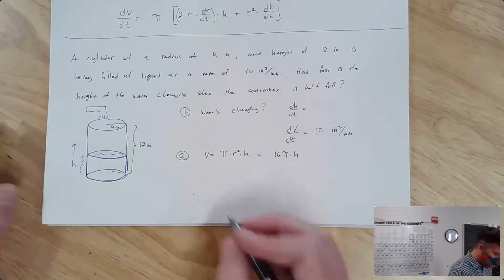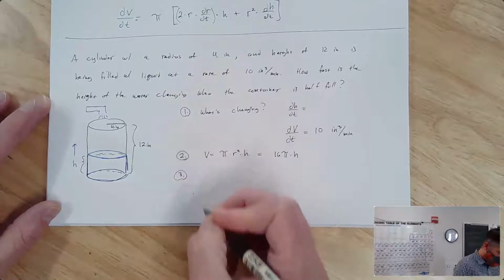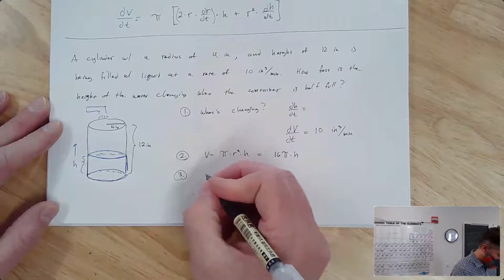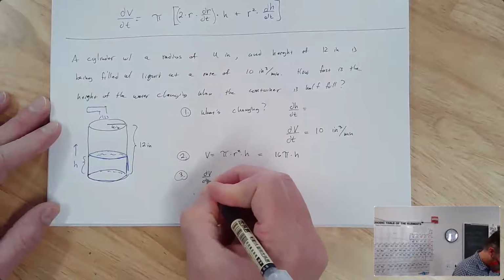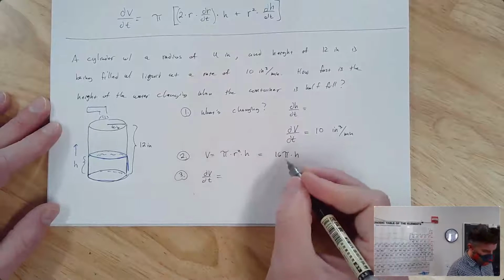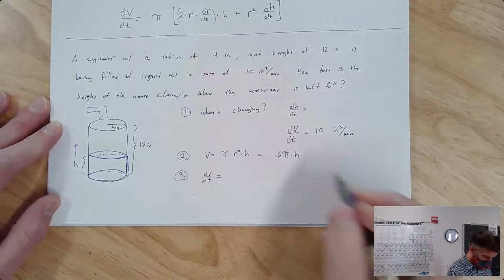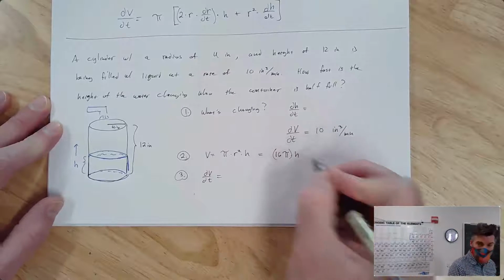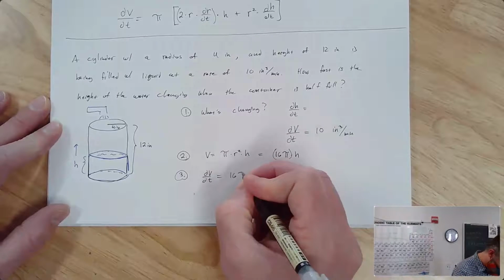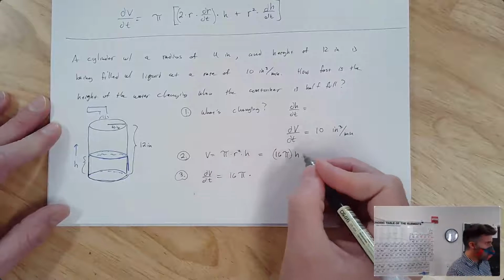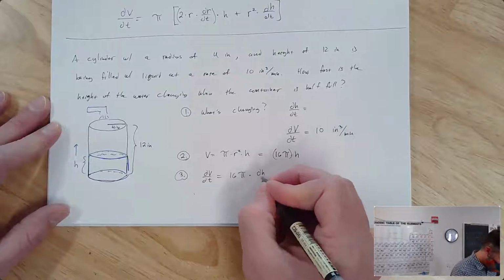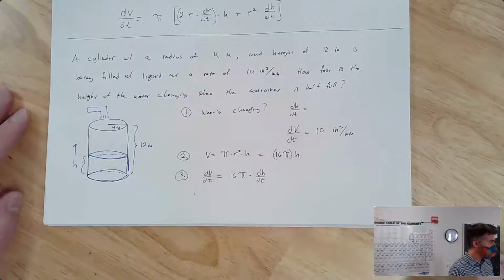And now we're going to differentiate both sides. The derivative of volume with respect to time is dV/dt. And the derivative of 16 pi times h, well, we have a constant times a function. The constant hangs out. And the derivative of height is dh/dt.